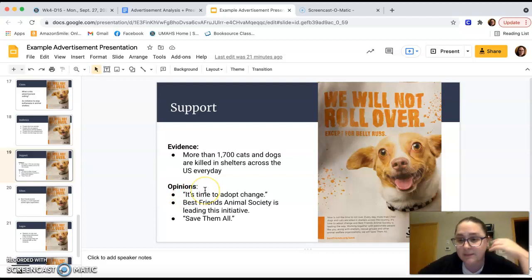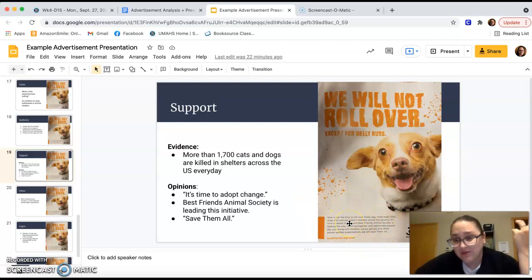Now, some of the opinions. Now remember, opinions are something that can basically be fought against. You can argue over it. It's not a fact. It's somebody's opinion. And so I pulled some quotes. So it's time to adopt change. They're saying that it's time to change the way it is right now. And then we know that Best Friends Animal Society is leading this initiative. That's what they're saying in here.